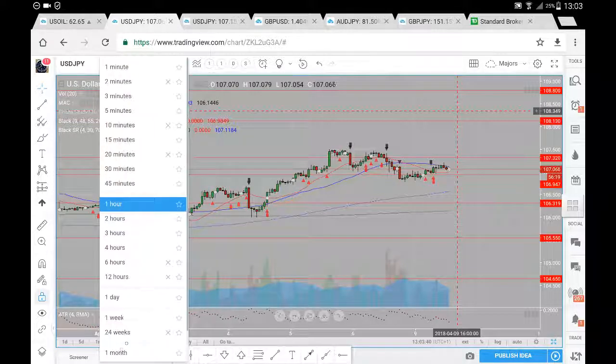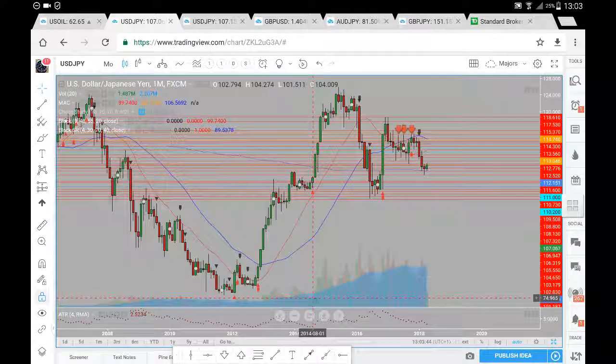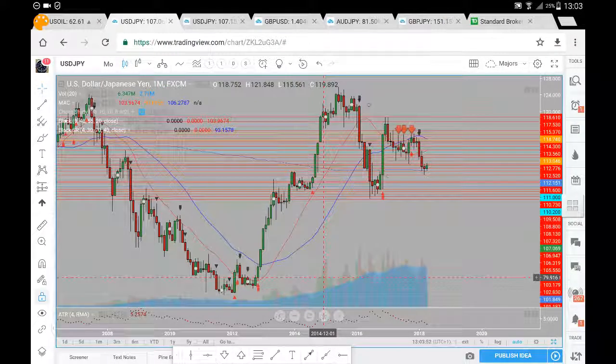Now, if we have a look at the higher time frames, let's just have a look here. So on the US dollar Japanese yen, we have seen a move to the upside, a very sharp move to the upside. We've seen the progression here to the downside. We've been in a bit of a consolidative range. Now seeing the breakout to the downside.